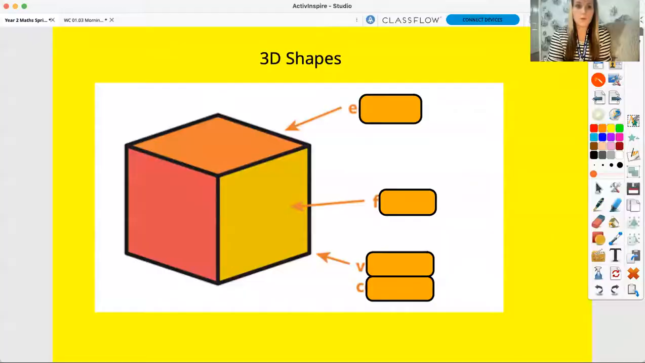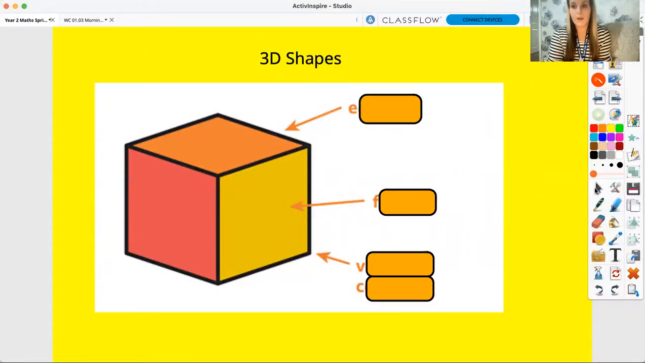So today in maths, parents, please don't hate Miss Vaughan. We are looking at 3D shapes. And Miss Vaughan finds 3D shapes quite tricky to learn. So I've got some top tips to help you.